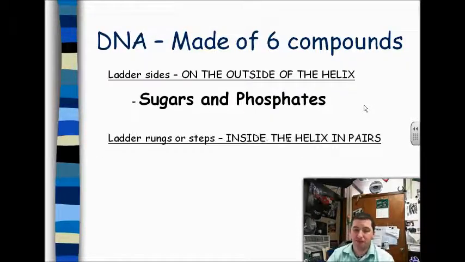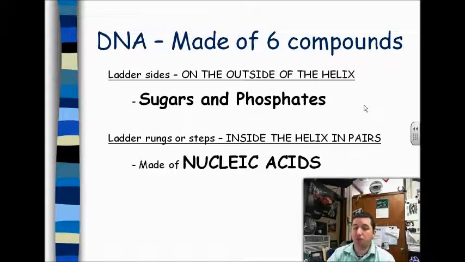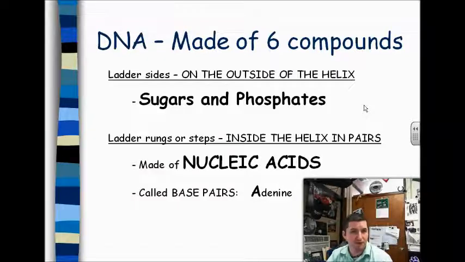Then you've got the bases, or what we would refer to as the rungs of the ladder. These are the actual nucleic acids, all right? And they pair up, just like we talked about in the video. A and T pair up in equal amounts, and C and G pair up in equal amounts.